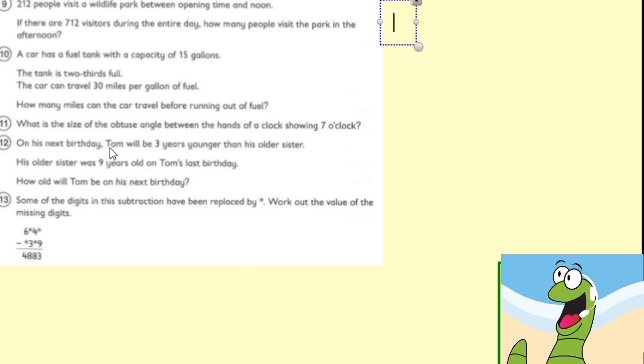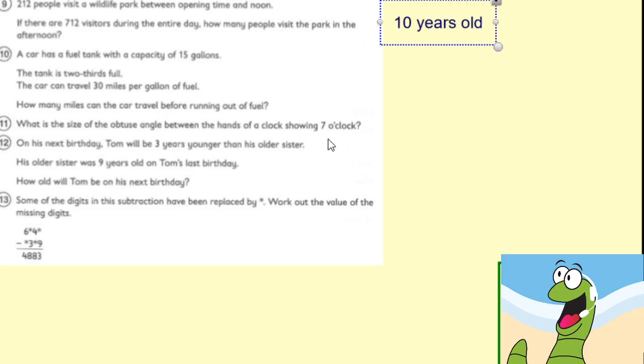Right. On his next birthday, Tom will be 3 years younger than his older sister. His older sister was 9 years old on Tom's last birthday. How old would Tom be on his next birthday? So, let's have a look. On his next birthday, Tom will be 3 years younger than his older sister. So it's the one that his next birthday comes to. His older sister was 9 years old on Tom's last birthday. Right, so that means that on this birthday, she is going to be 10.